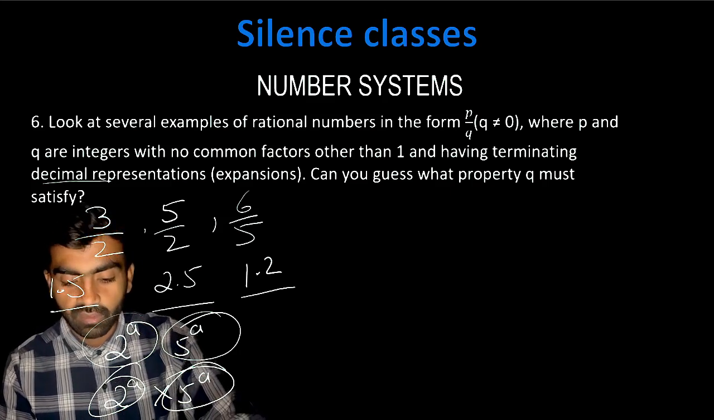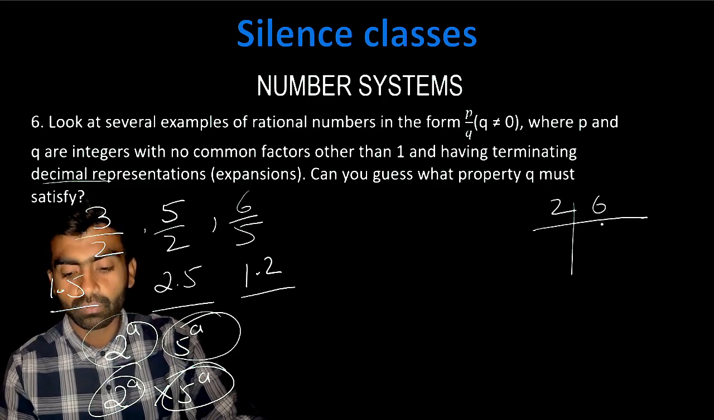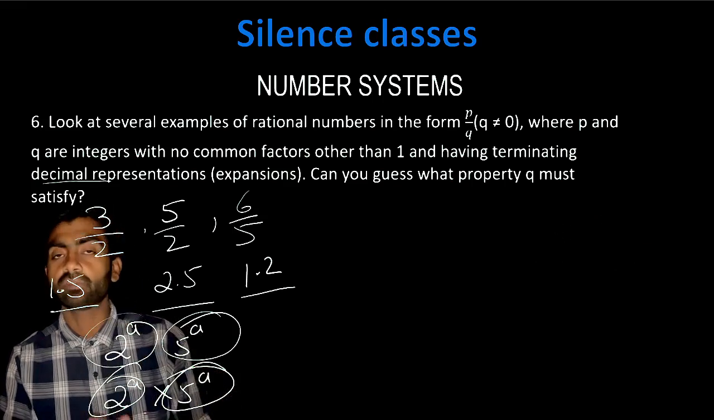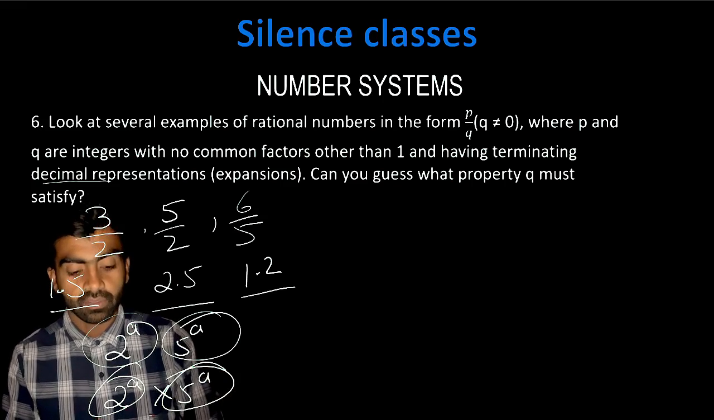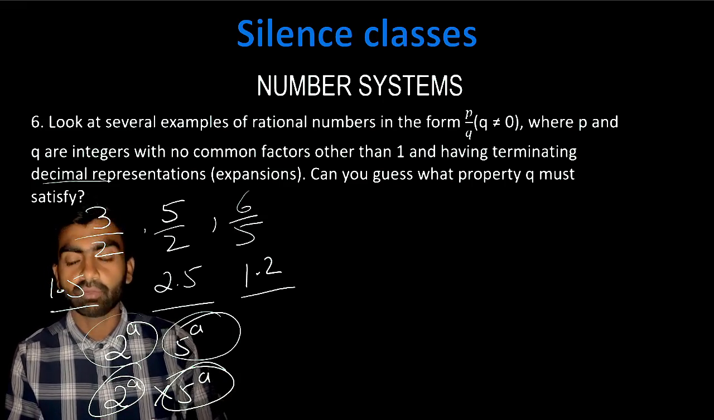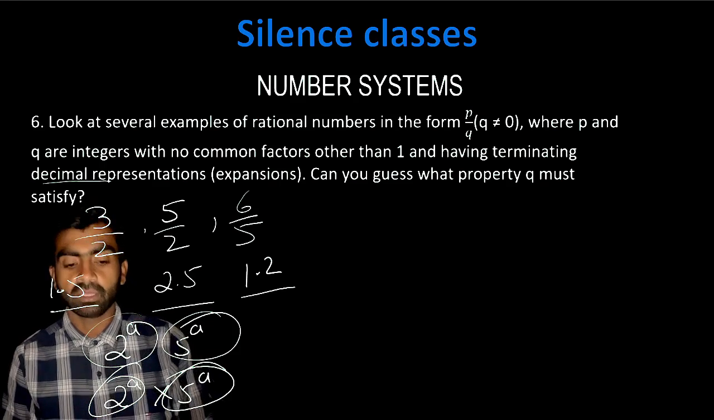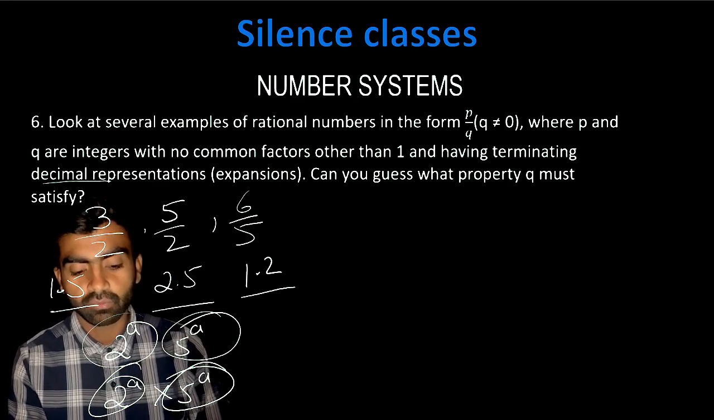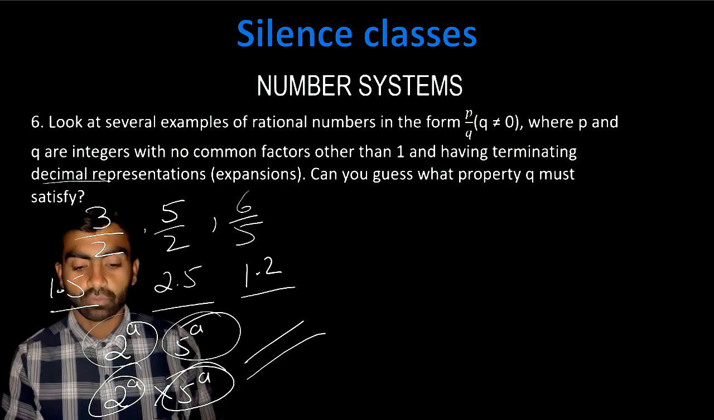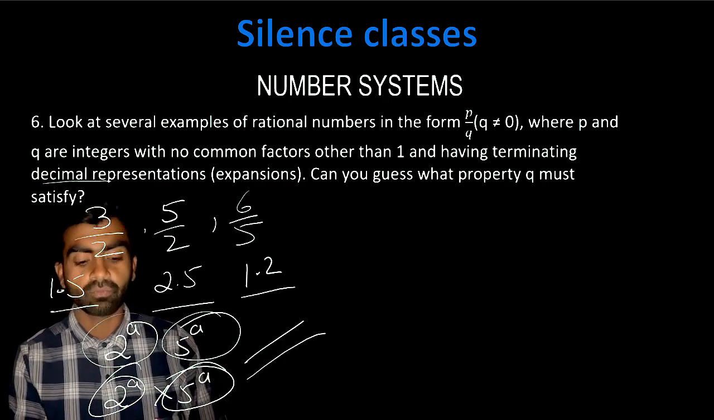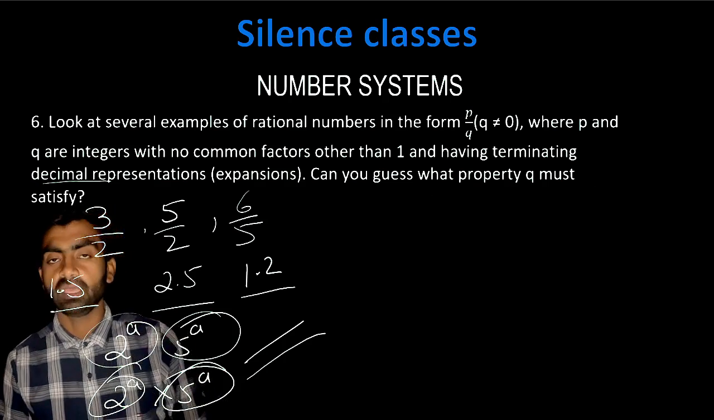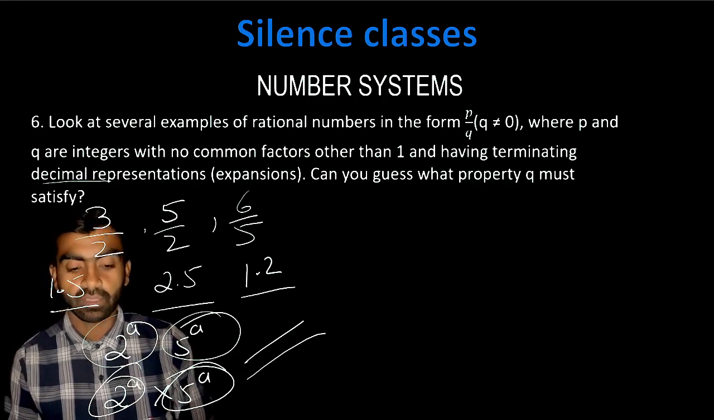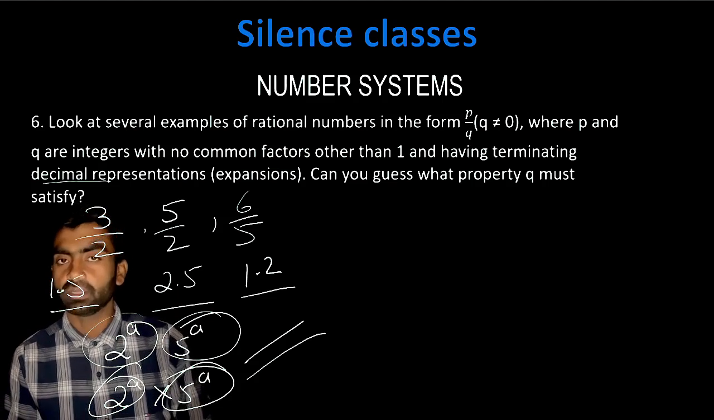Say if I take 6, 6 becomes 2 times 3. The factor is not coming, so the number is not satisfying these values. If q is in the form 2 to the power a, 5 to the power a, or 2 to the power a multiplied by 5 to the power a, then the numbers are terminating. So q should be in this form, and then only will we satisfy this question. I hope you understood how we have done this question.